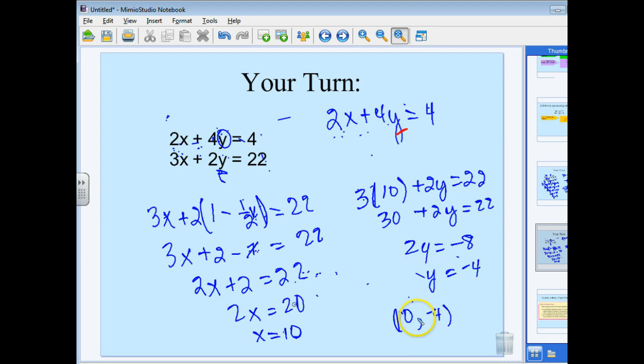So now we want to take these points and plug them back in here to check our solution. So x is 10, so we're going to get 2 times 10 and negative 4. So 2 times 10 is 20, 20 minus 16, we get 4. Check. So x is 10 here, and then here we have negative 4. So this will be 3 times 10 is 30, 30 minus 8 will be 22. I get the negative 8 by doing 2 times negative 4, which is negative 8. So 30 minus 8 to get 22.